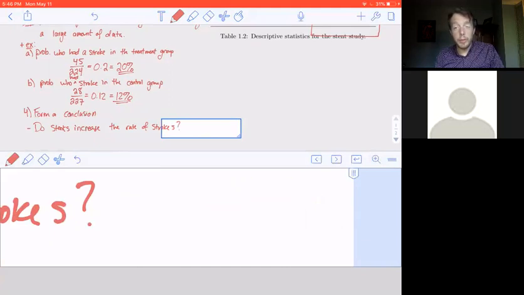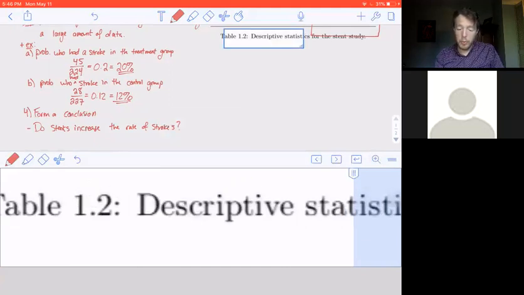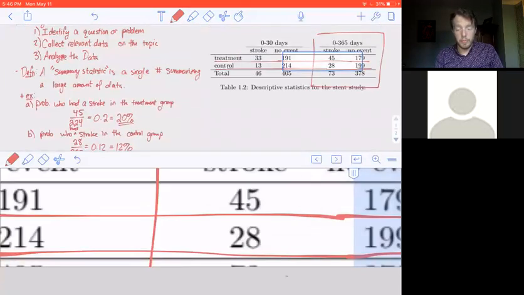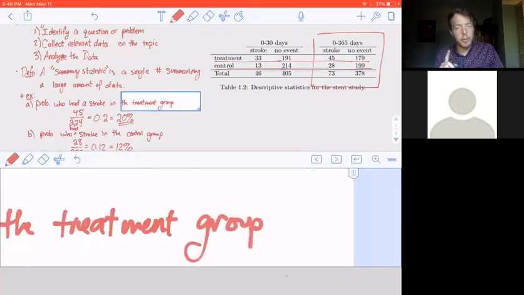Is there a real difference between the rate of strokes of these two groups? Now, that's a little nuanced. Is there a real difference versus did we observe a difference? We certainly did. We observed a difference in our sample. That doesn't necessarily mean that the specific treatment for everyone is going to increase strokes.